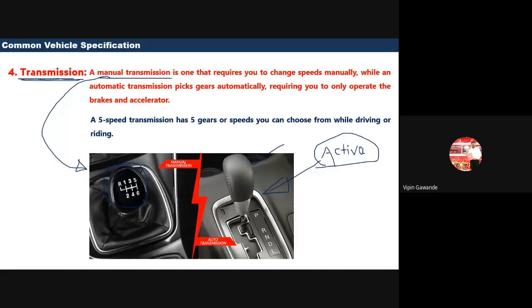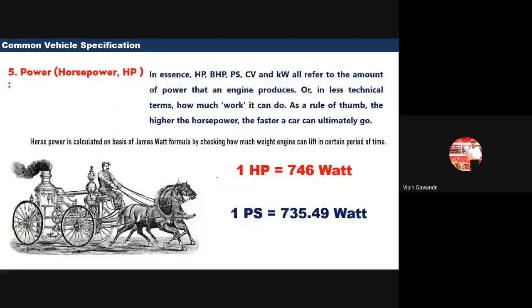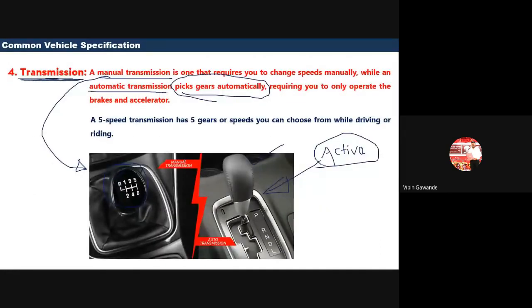Okay, so we are operating it in auto. There is another type, that is automatic transmission. That means it picks the gears automatically. Okay, it picks the gears automatically, so such a concept is not there in manual.